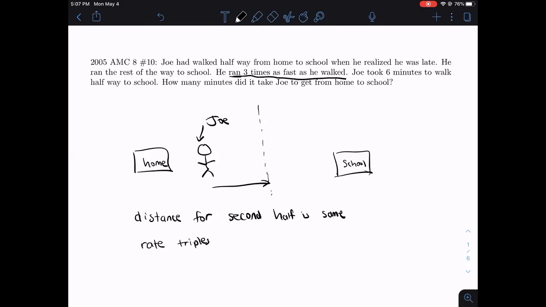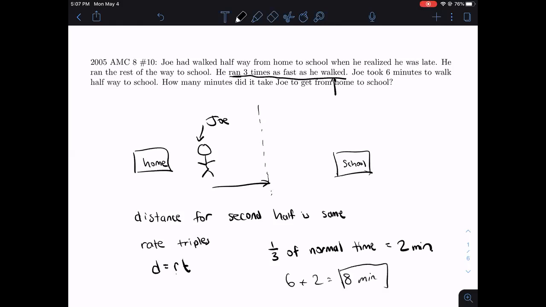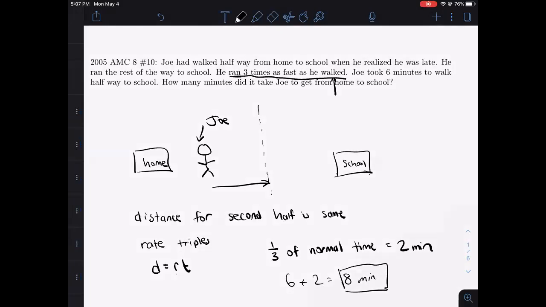And we know that because of this underlined sentence. So from D equals RT, if distance stays the same and rate triples, then time would logically be 1/3. So 1/3 of normal time, which is 2 minutes. So the second half of the trip takes 2 minutes, and the answer is 6 plus 2, which is 8 minutes. So this is it for this problem.